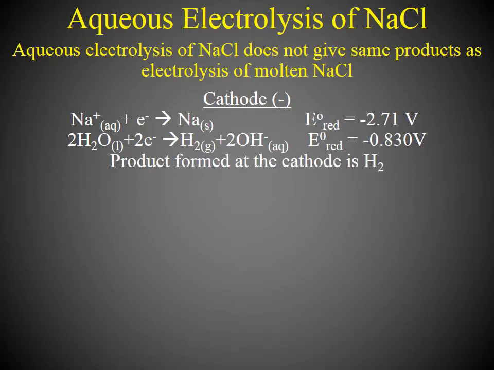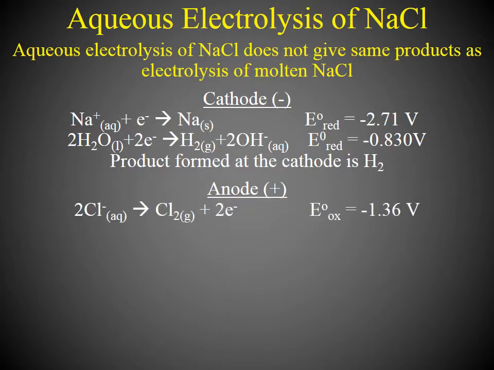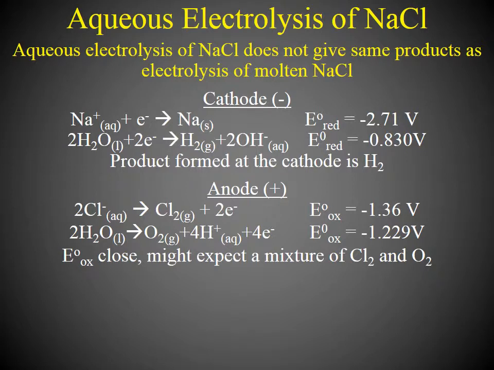Well, obvious, right? The product that is formed in the cathode in this case is hydrogen because it requires less energy in order to be produced. Now, compare that to the electrolysis of molten sodium chloride. What got produced there? Well, sodium got produced there because there was no competition with water. That's the difference. At the anode, I could have the production of chlorine or the production of oxygen.